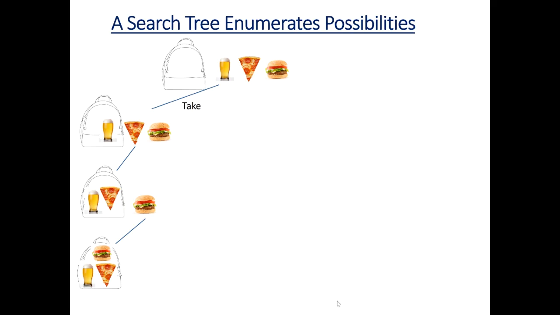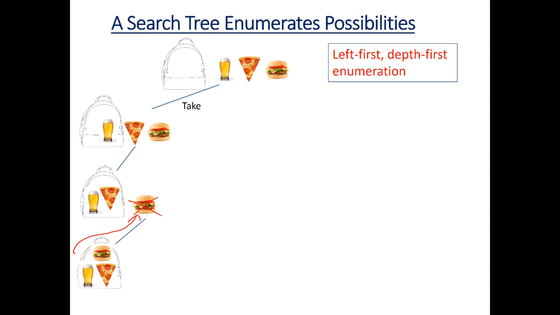Of course, we're not done with the tree. So what we do now is we backtrack. We move from this leaf node back up to its parent and ask the question, have we considered all possibilities? The answer is no, since we haven't considered the possibility of not taking the burger. So now we consider that possibility.